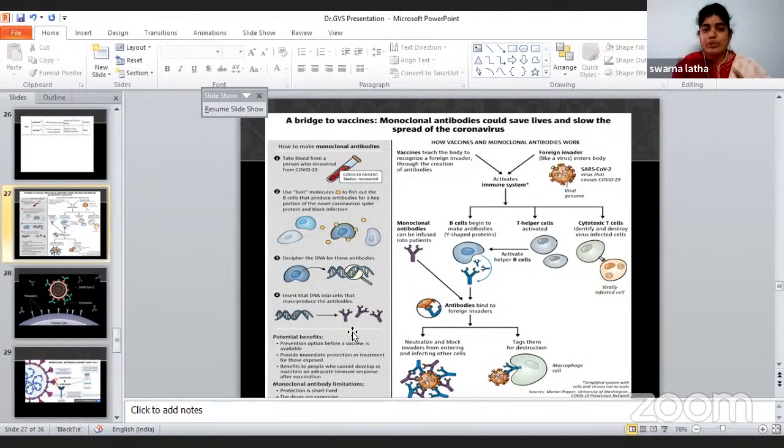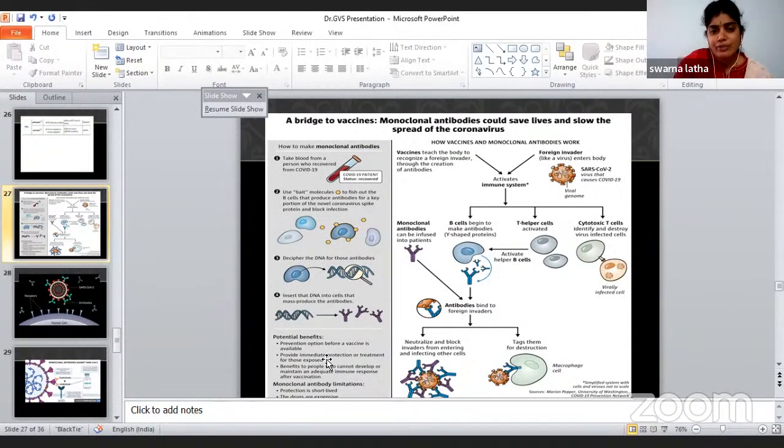So in this way we can generate the monoclonal antibodies against the spike protein of SARS-CoV-2, and we will introduce them into the human system in order to provide protection. But here we can say that there will be benefits and there will be some limitations in the collection of this kind of antibodies, right?